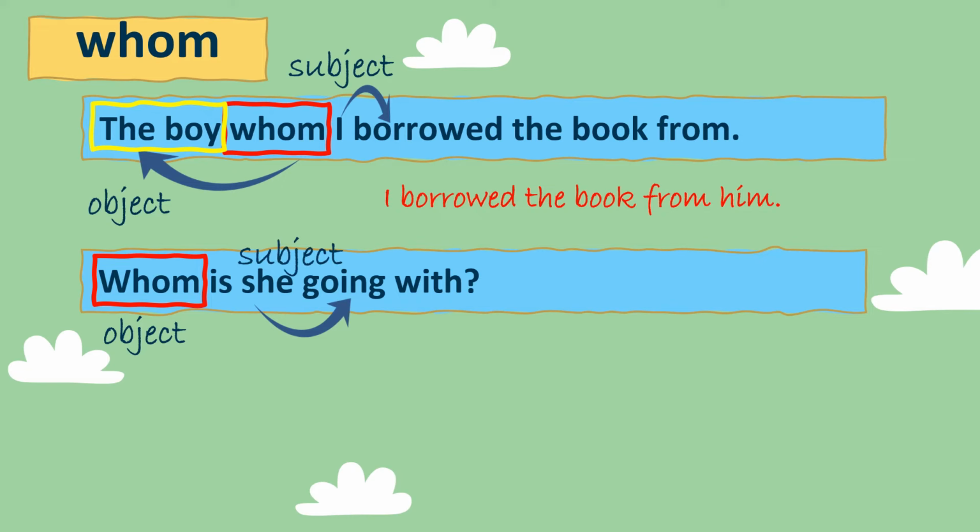And lagi satu petunjuk dia adalah because we can answer this question like this. She is going with him. Object pronoun. So if you can replace the relative pronoun whom with the object pronoun him, or you can answer the question using the object pronoun him or other object pronouns, then you use the relative pronoun whom. Alright? Faham tak?